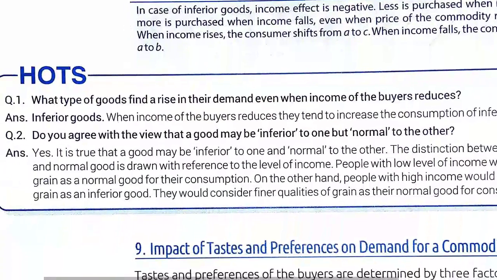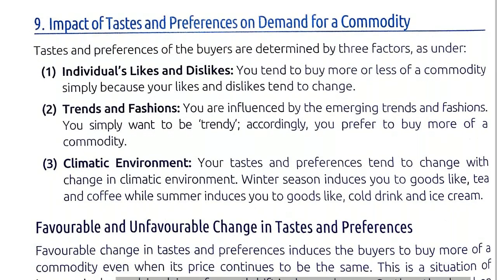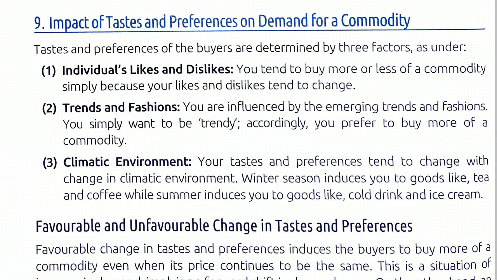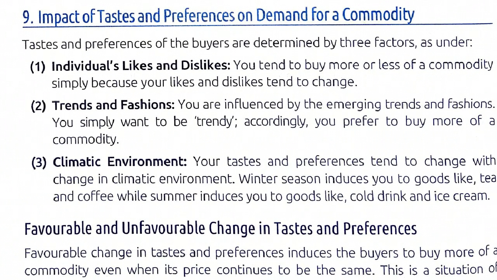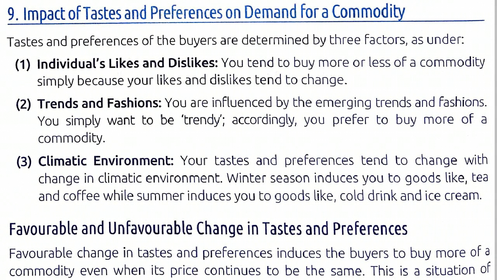So go through some of the questions also. Now, what is the impact of taste and preference? All these are the factors which are affecting the demand. Impact of change in taste and preference on demand of a commodity: when individuals' likes and dislikes change, if there is a like for some commodity, its demand will increase. When they dislike it, its demand will decrease. When trends and fashion are in favor of a commodity, its demand will increase. When trends and fashions are against it, demand will decrease.